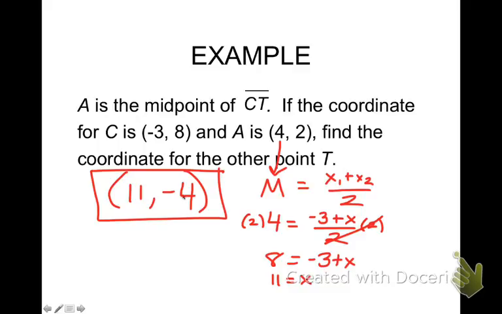What is my y-coordinate for the midpoint? So here's my midpoint. A is the midpoint. So my y-coordinate is 2 equals, what's my y-coordinate here? 8 plus y cut in half. So solve that the same way that we solved the other one. Multiply by 2 on both sides. Gets us 4 equals 8 plus y. When you subtract 8 from both sides, what do you get? Negative 4, which is what we had for our answer there.